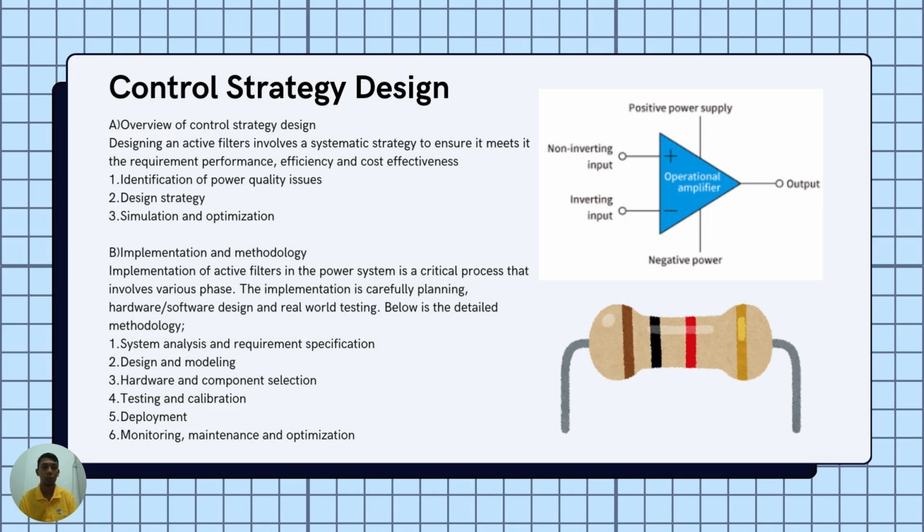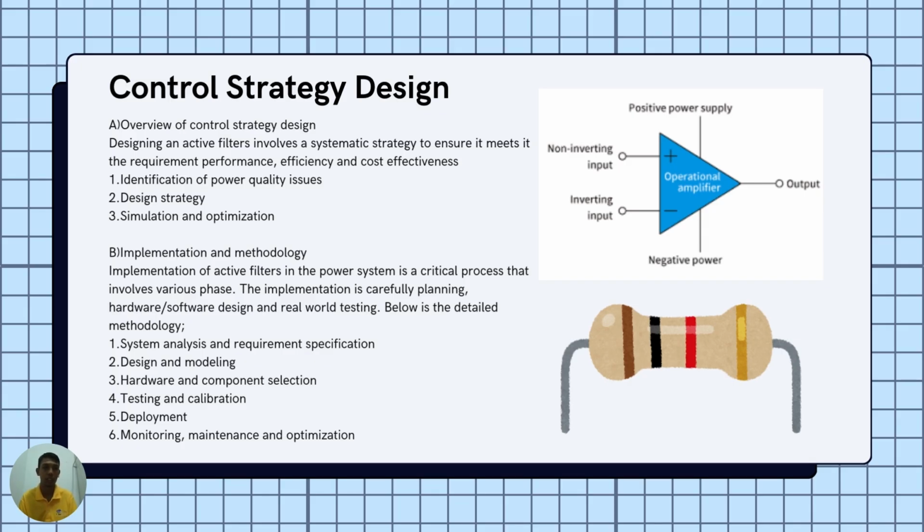So now for our group, I will talk about our control strategy design for our simulation. First, I will talk about the overview of control strategy design. Basically, designing active filters involves a systematic strategy to ensure it meets the requirements of performance, efficiency, and cost effectiveness. So there are three things that we ensure to make sure that our simulation gets the required performance, efficiency, and cost effectiveness.